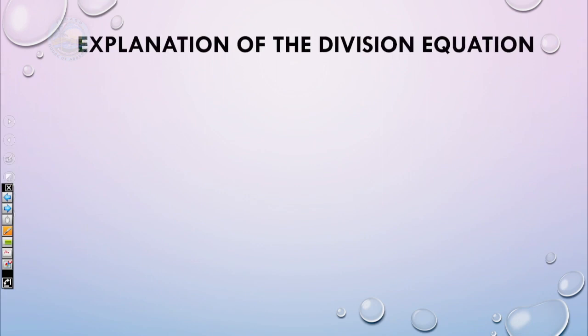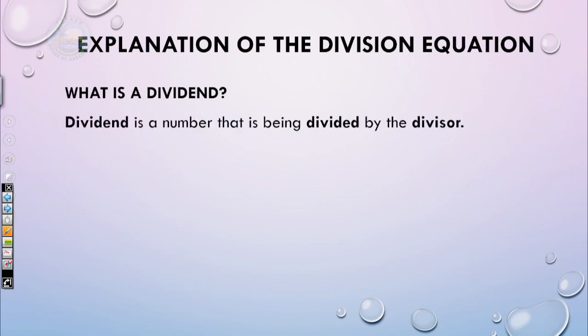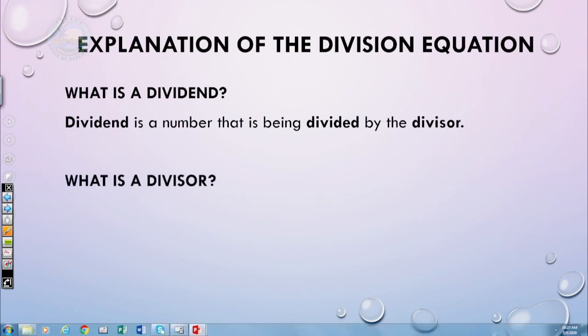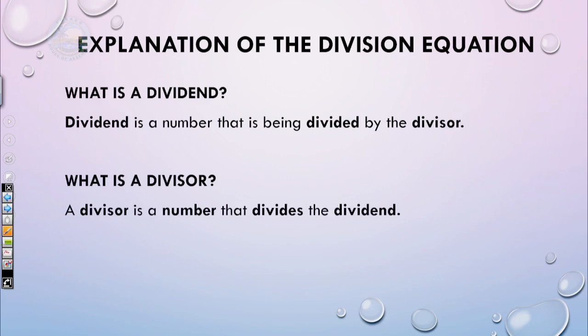Explanation of the division equation. Now you ask yourself, what is a dividend? Let's see. Dividend is a number that is being divided by the divisor. What is a divisor? A divisor is a number that divides the dividend.